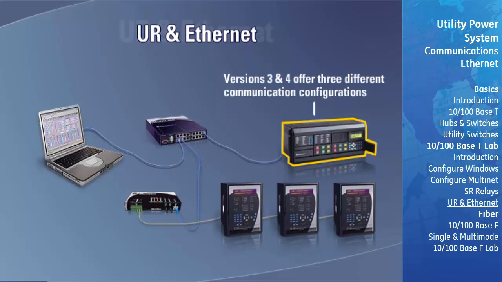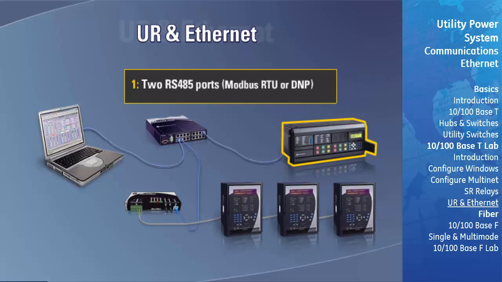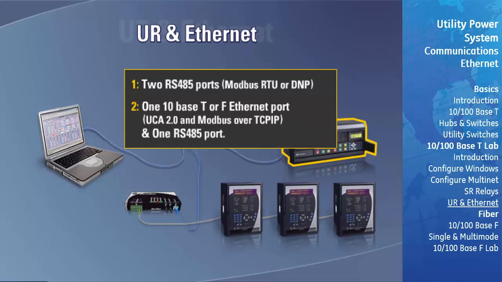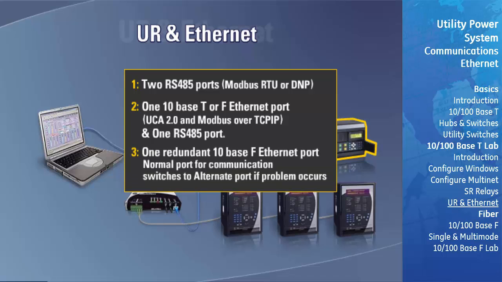In addition to the front port, both versions 3 and 4 offer 3 different communication configurations. The first configuration being 2 RS-485 ports located on the rear of the CPU that can be configured to support Modbus RTU or the DNP protocol. The second configuration is a single 10-base-T or F Ethernet port in addition to an RS-485 port. The Ethernet port supports UCA 2.0 and Modbus over TCP/IP. The third configuration is a redundant 10-base-F Ethernet port.